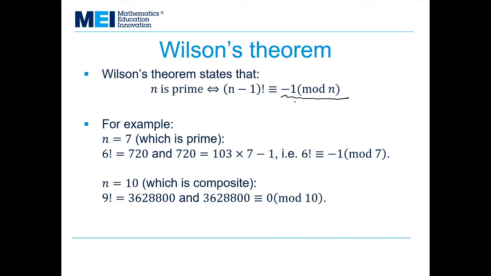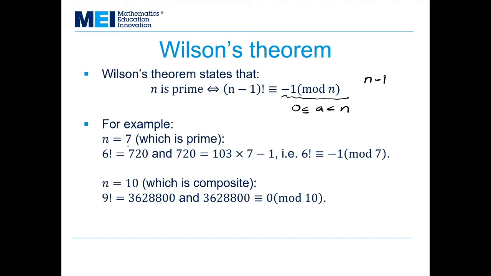Everything that we've done so far, we've been considering things between 0 and n mod n. But here we've got negative 1. This is just a shorthand for writing n minus 1 mod n. So let's have a look at an example then.